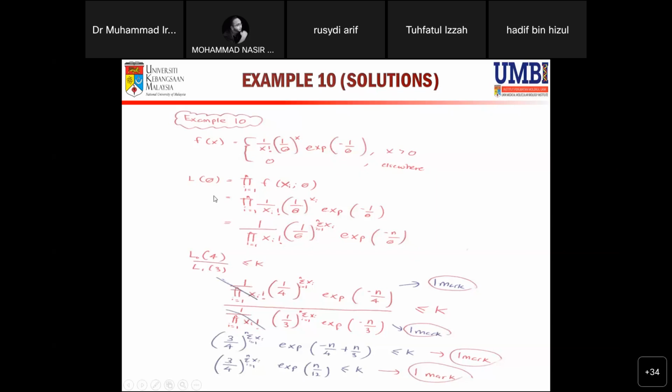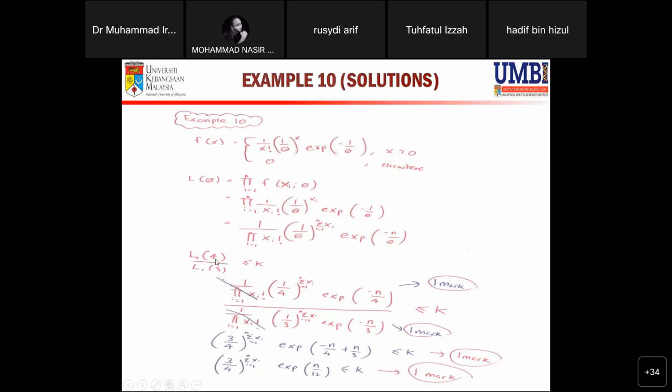So this is the likelihood for the parameters theta. Again, we need to specify the Neyman-Pearson lemma, which is the likelihood of the parameters under the null hypothesis, in this case theta equals 4, and the likelihood under the alternative hypothesis where theta equals 3. Based on the Neyman-Pearson lemma, this ratio should be less than or equal to k.